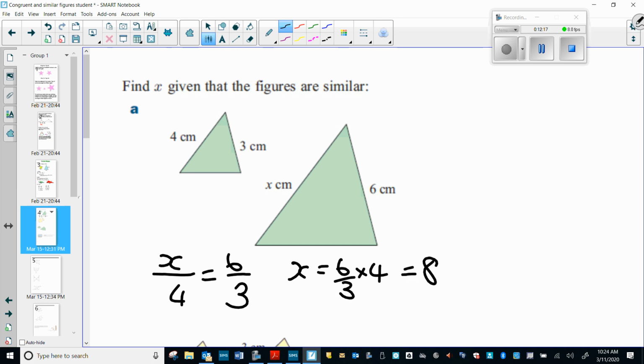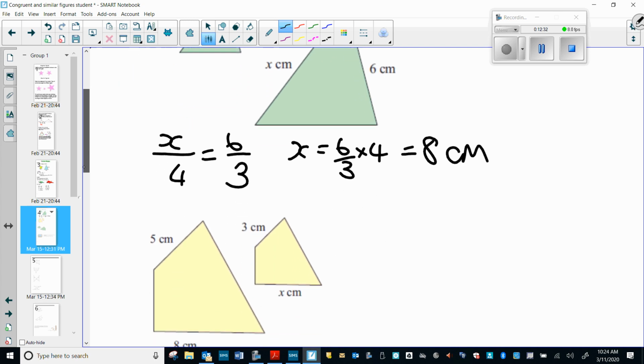Did we do that in our heads or on the calculator? 6 over 3 is just 2, times 4 is 8. So that's 8 centimetres. But please do use the calculators in the exam if there's a likelihood that you could make a mistake.